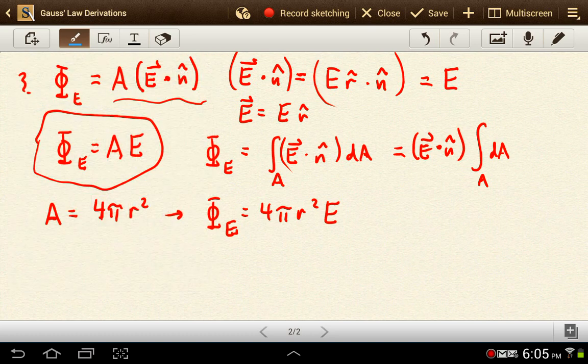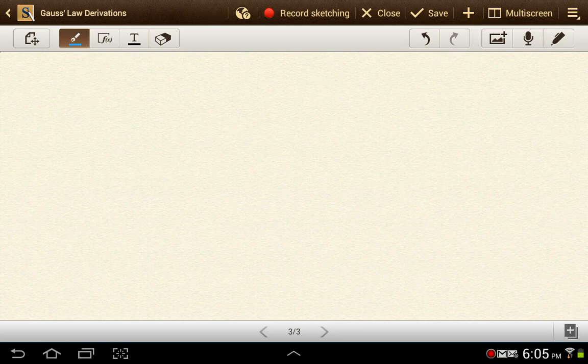So now the next step, and I'm going to make another page for this, is to actually apply Gauss's law, which says that the total electric flux out of the sphere, or out of any closed surface, is equal to the charge enclosed divided by epsilon naught. So if we take our electric flux expression from the previous page, 4 pi r squared times the electric field on the surface.